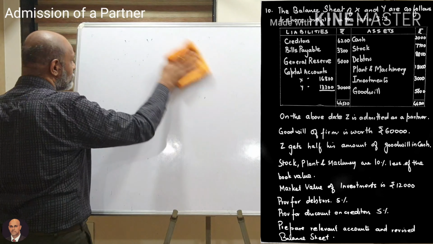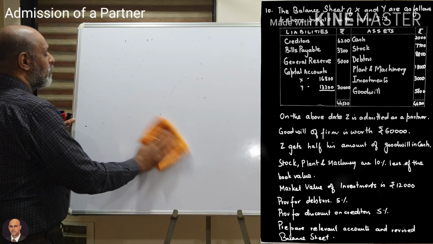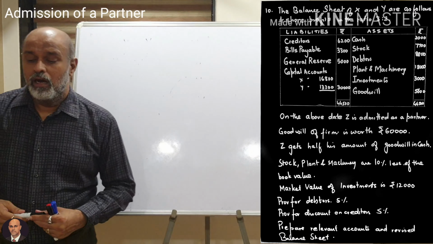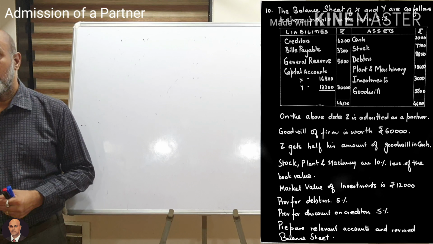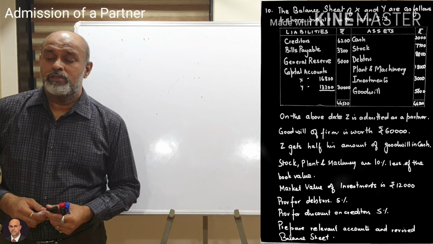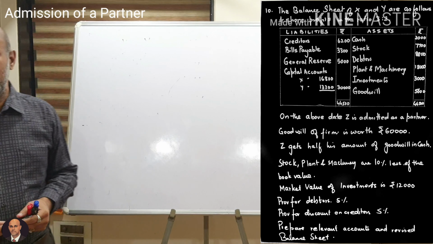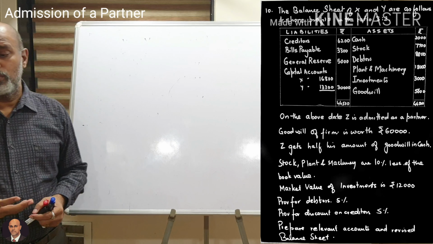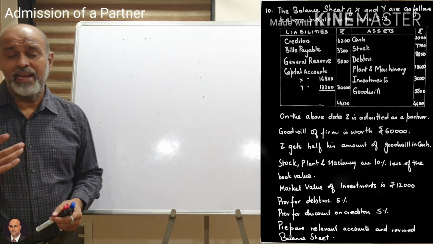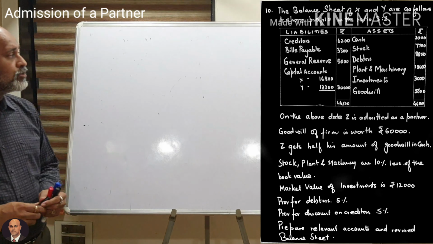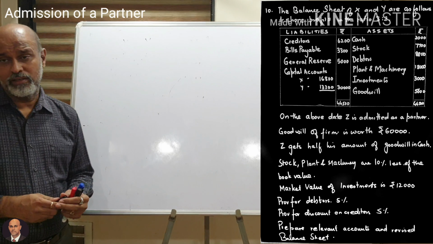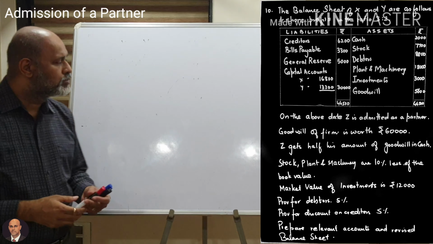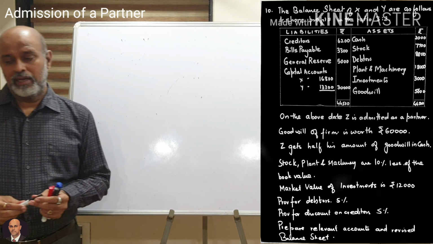Out of that, two adjustments are very prominent. One is capital and the other is goodwill. So let us tackle this. On the above date, they have told that Z is admitted as a partner. They have not mentioned how much amount he is going to get. So this shall be done at the end of the sum, where you shall assume the ratio to be 1:1:1, and he is going to get that much amount as capital.